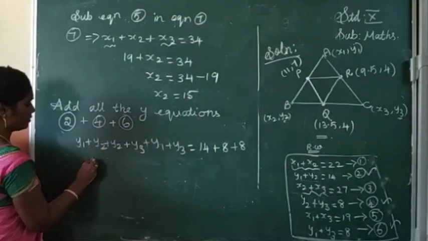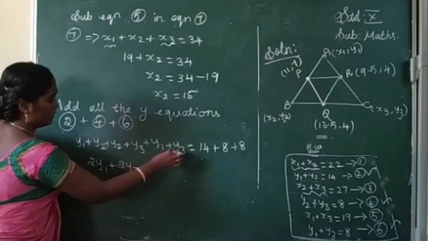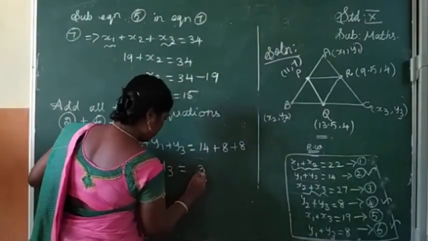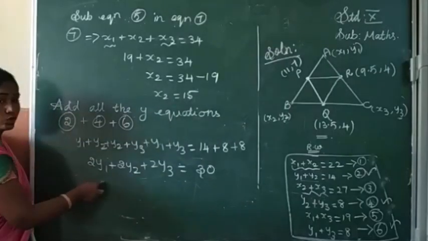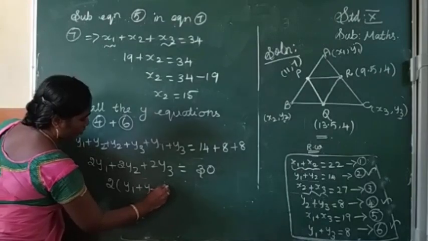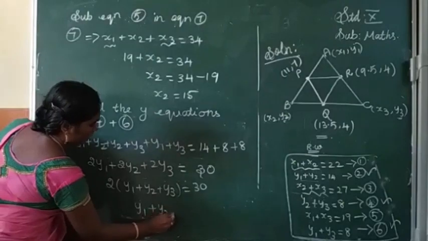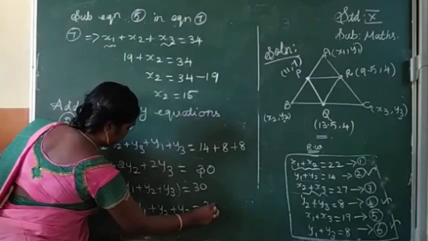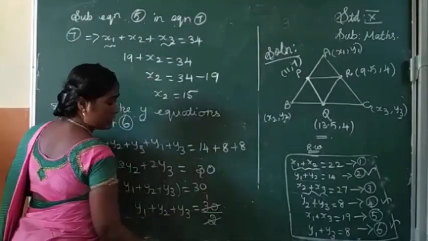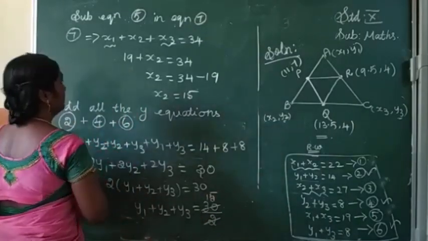So add y1 plus y1, we will get 2y1, y2 plus y2, we will get 2y2, then y3 plus y3, we will get 2y3 is equal to, if you add all these numbers, you will get the answer 30. See here 2 is common, so take 2 common outside, we will get y1 plus y2 plus y3 is equal to 30. Here 2 is multiplication, after this equal it will become division. So cancel it. 5 2s are 10.